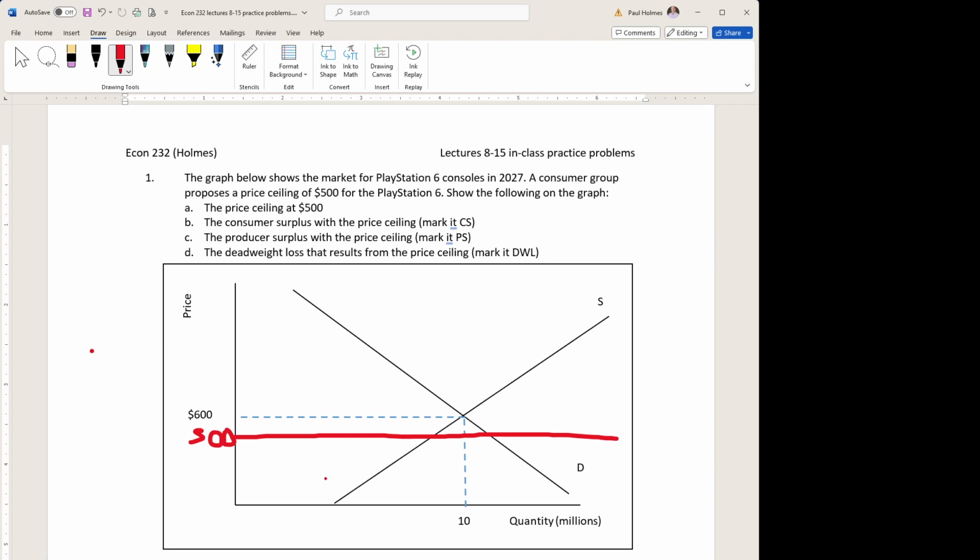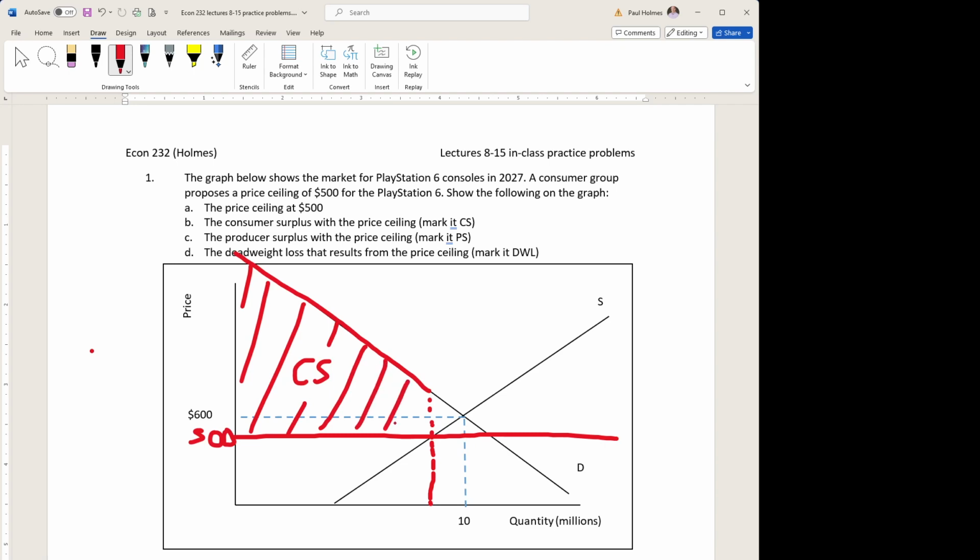Consumer surplus with the price ceiling. For this one, we need an assumption. We know the quantity that gets traded is going to be here. And we'll make the assumption that it's going to be these buyers that will go ahead and buy, that is the buyers with the greatest willingness to pay. They pay $500. They would have been willing to pay their price on the demand curve here. So this consumer surplus is this area all the way up in here.